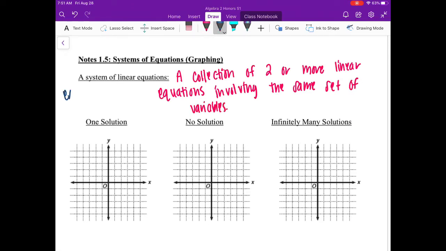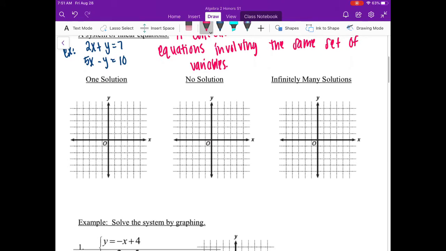So an example would be 2x plus y equals 7 paired with 5x minus y equals 10. So we have two equations and they have the same variables. They both have an x and they both have a y. When you are solving systems of equations, you're going to get three different outcomes. The first one is just one solution. That means that your two lines are only going to intersect at one point.